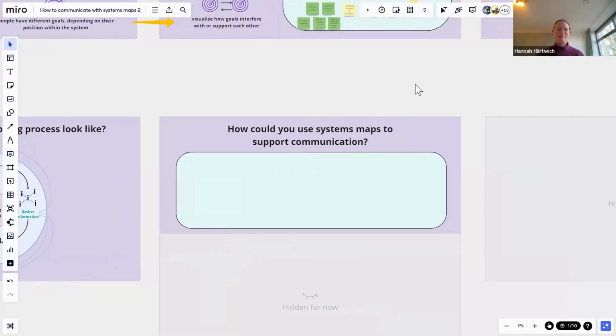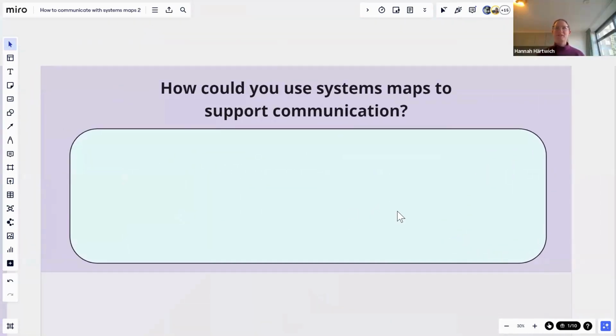So then, from here we start to think really very practically. You're imagining you're working on a systems map, you have a systems map. How in practice do you think you could use that map to support communication? What could that look like?